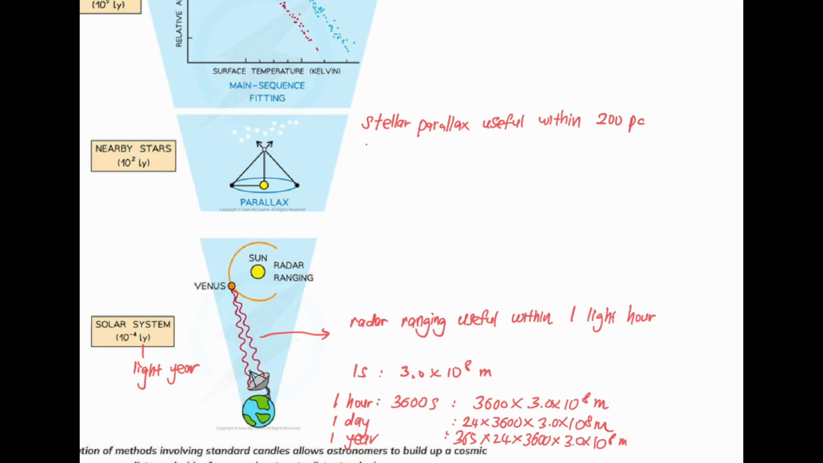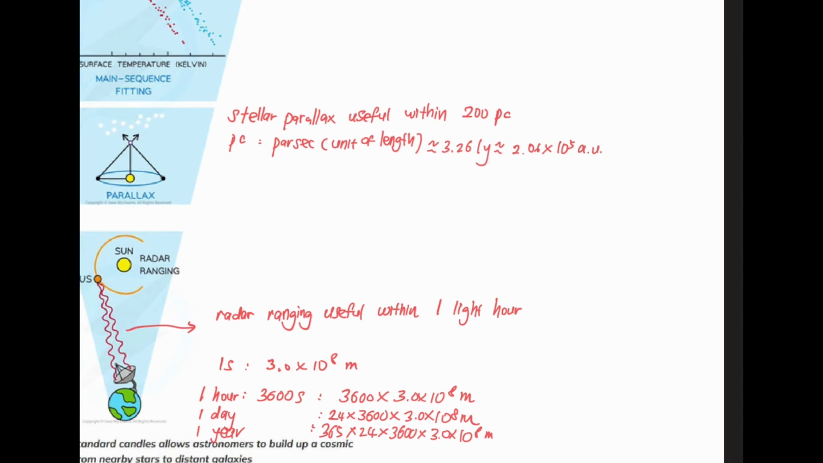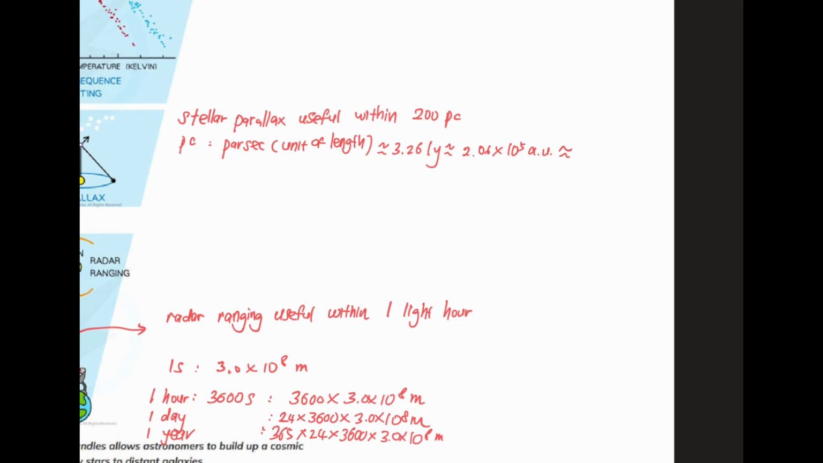So what is the PC here? PC is actually parsec. Parsec is a unit of length, where 1 parsec is about 3.26 light years, and it is about 2.06 times 10 to the power of 5 astronomical units, and it is about 3.09 times 10 to the power of 16 meters.